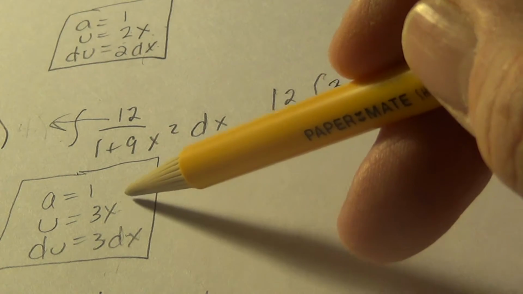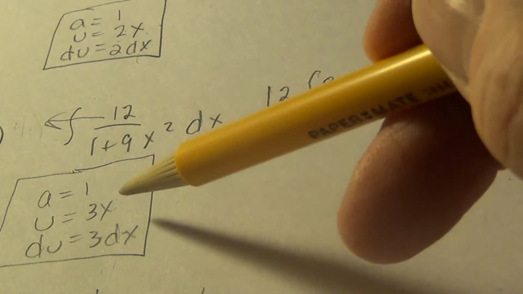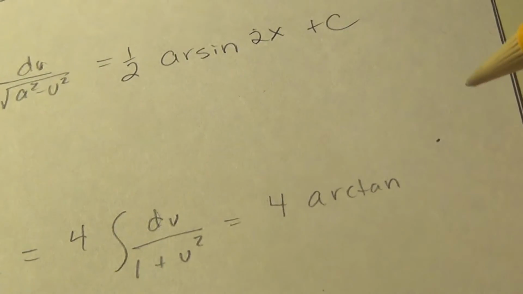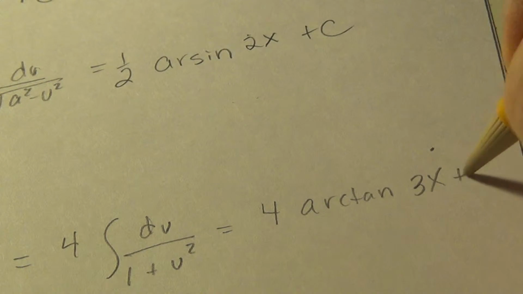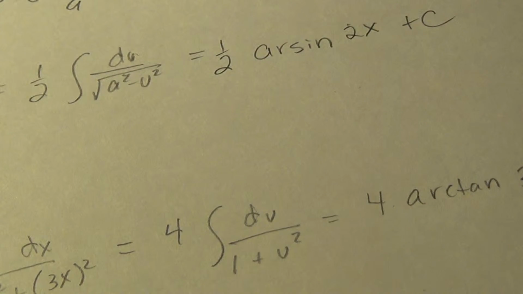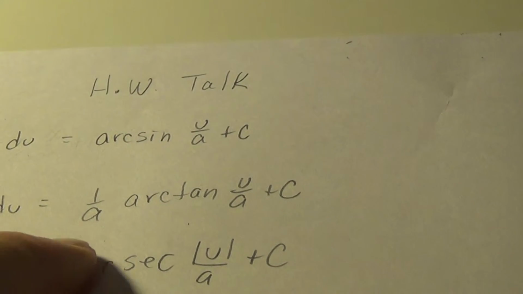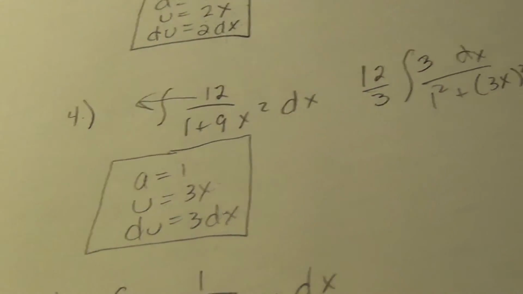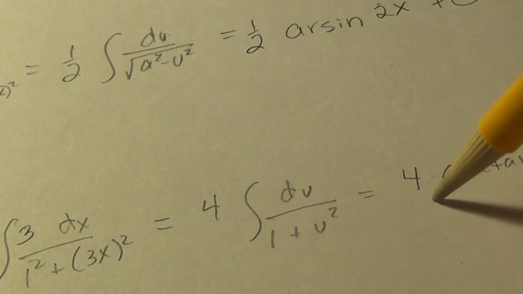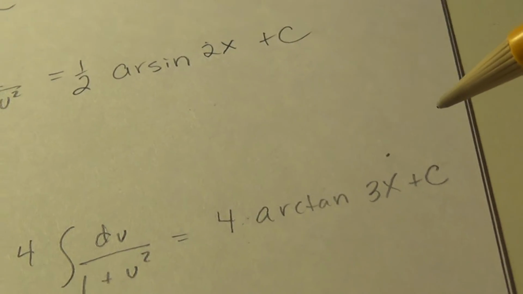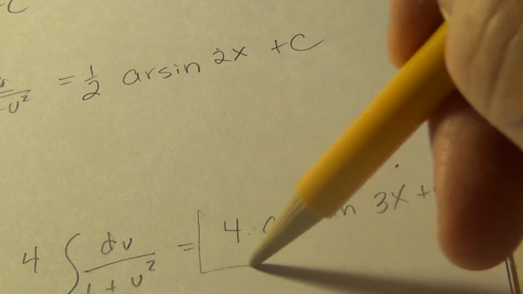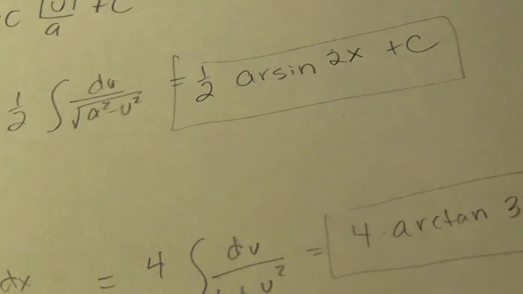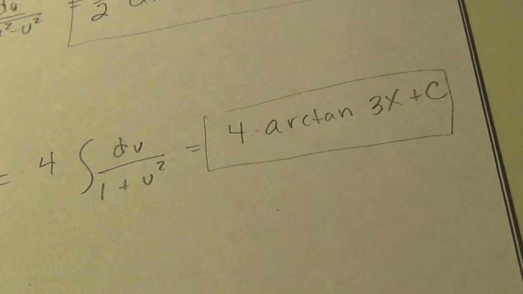My u is 3x, my a is 1, so u over a becomes 3x plus c. But I forgot something here. Up here I just noticed in the formula there's a 1 over a. Oh, I know. In my box, a is just 1, so it would have been a 1 over 1 right here, which doesn't affect anything. So that's why I didn't deal with it earlier as well. So here's our 2 answers for number 2 and now 4.